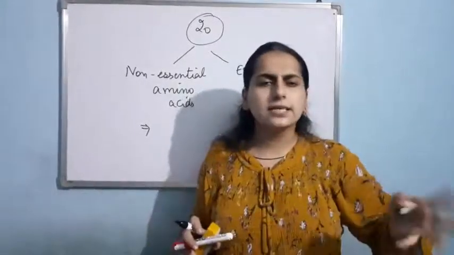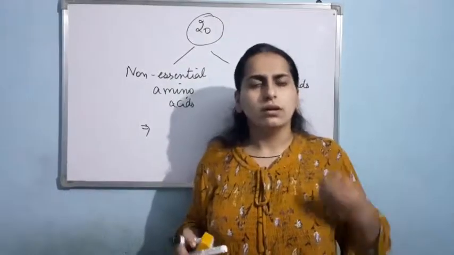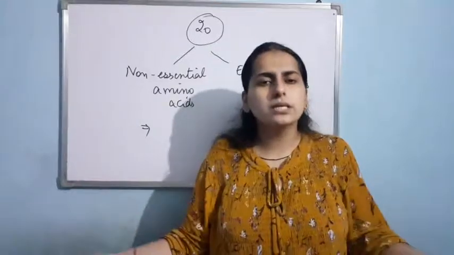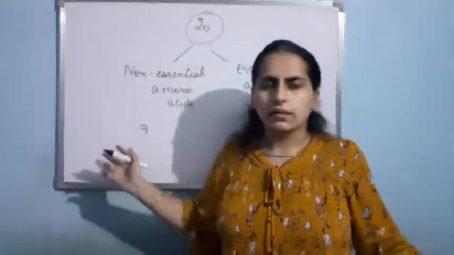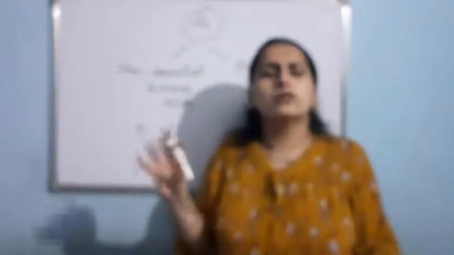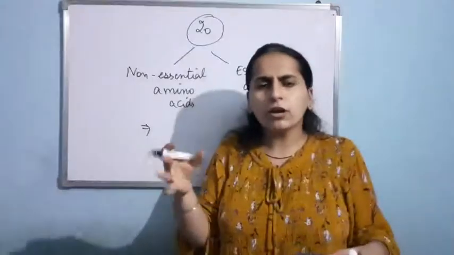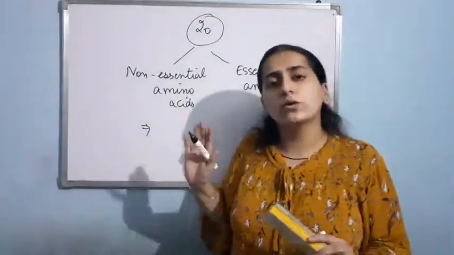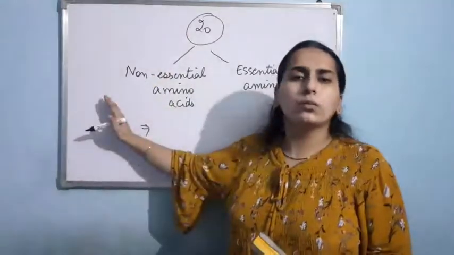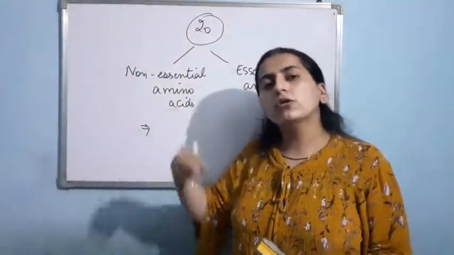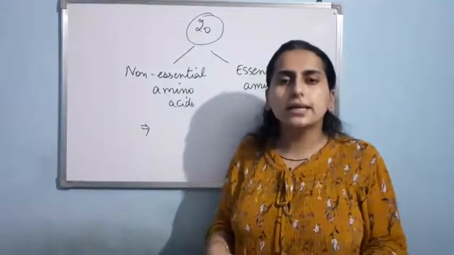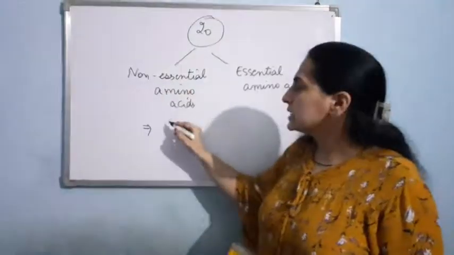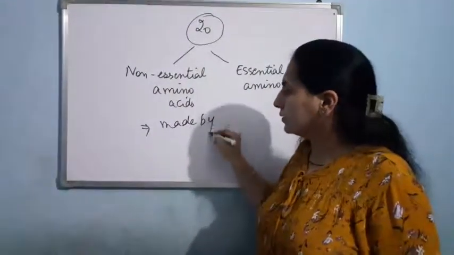You are not taking these amino acids from your food. These amino acids are being made by your own body, and your body is using them to make proteins. That's why they are non-essential. Like, it is being produced by your own body, so you are saying it is non-essential. We are not supposed to take it from our diet. Non-essential doesn't mean that they are not required to make protein. They are required to make protein, but they are being made by your own body. Your body doesn't require them from your food. Am I clear?